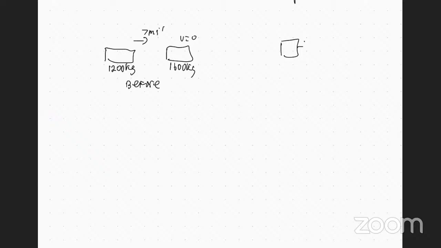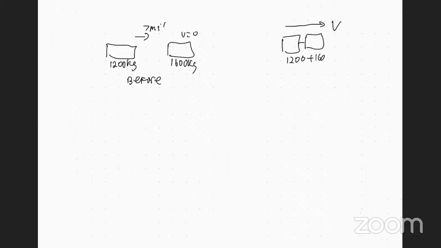So they want you to find the speed v here. Of course, if they stick together, it'll be 1,200 plus 1,600 kilograms. This is after the collision. So find the momentum before and after and tell me what you get for v. Quick. Remember they stick together so they have one velocity.